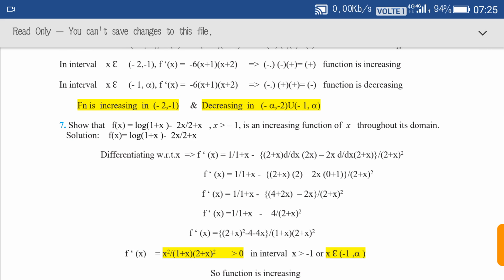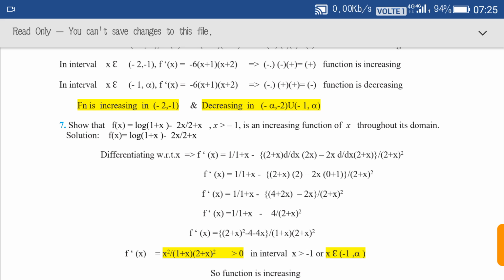We may take another question from the exercise. Show that the function log(1 + x) − 2x/(2 + x), where x > −1 is the domain, is an increasing function of x throughout the domain. So consider f(x) = log(1 + x) − 2x/(2 + x).